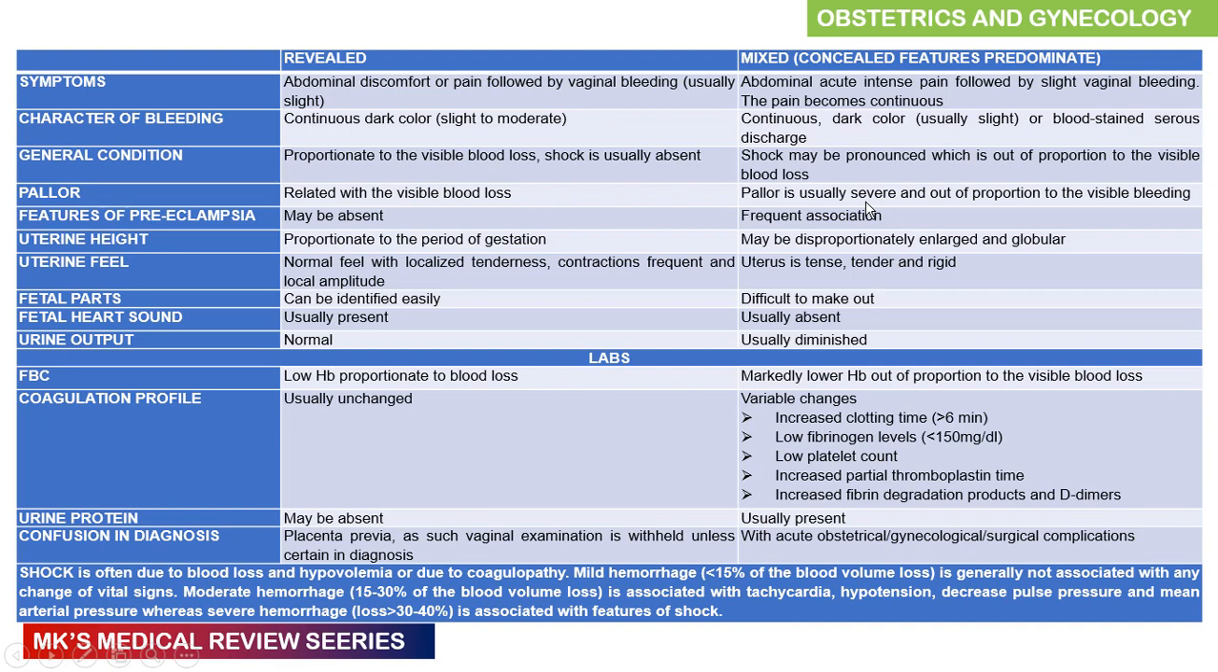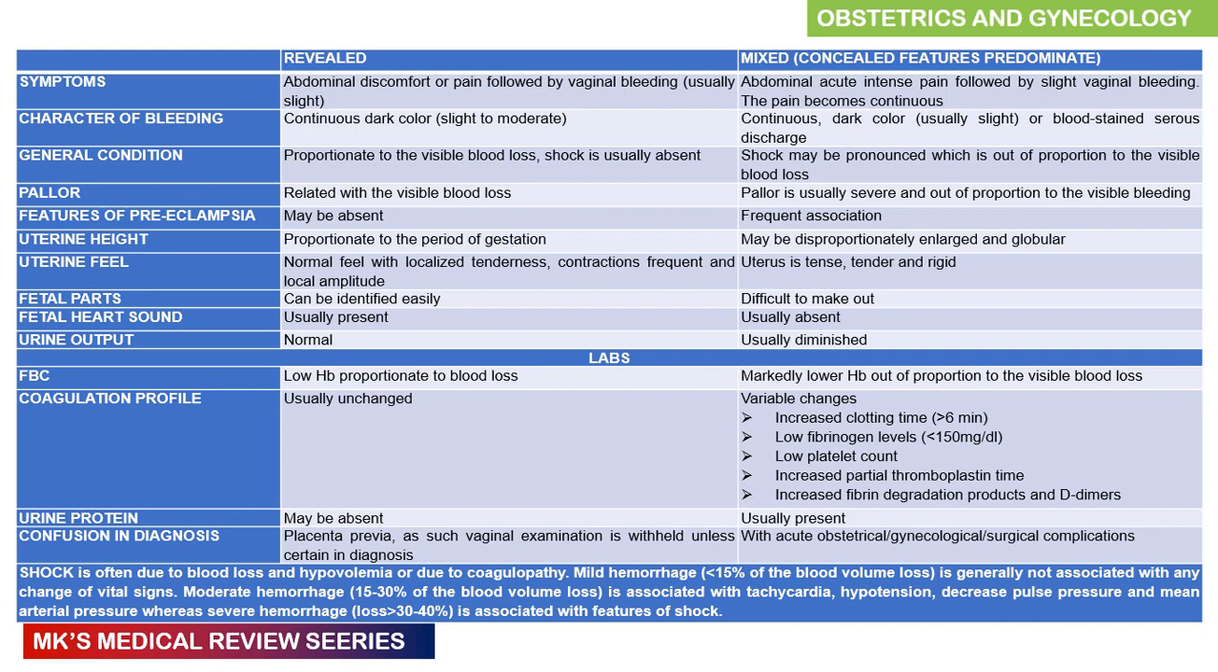Then, of course, the uterine height is usually proportionate to the period of gestation. Here, it may be disproportionately large because there's blood that's collecting inside the uterine cavity. Then, of course, the uterus may appear globular. Then the feel of the uterus here may be normal with some localized tenderness and some frequent contractions. And on the other hand here, the uterus is tense, it's tender, and then of course it's also going to be rigid, so it's woody hard kind of consistency.